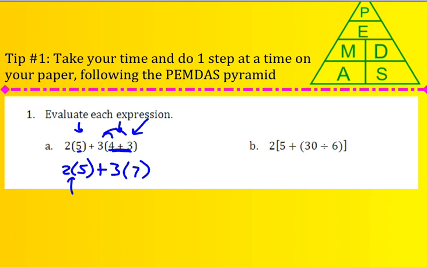I have multiplication here. A number next to parentheses is the same as multiplication, then addition, and another multiplication. Now I'm going to do both those multiplications before I can add them together. 2 times 5 is 10, plus 3 times 7 is 21. Finally adding them together, we get 31.